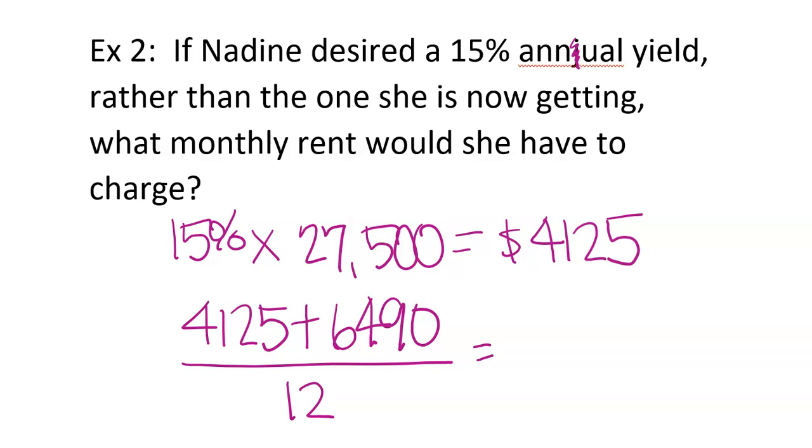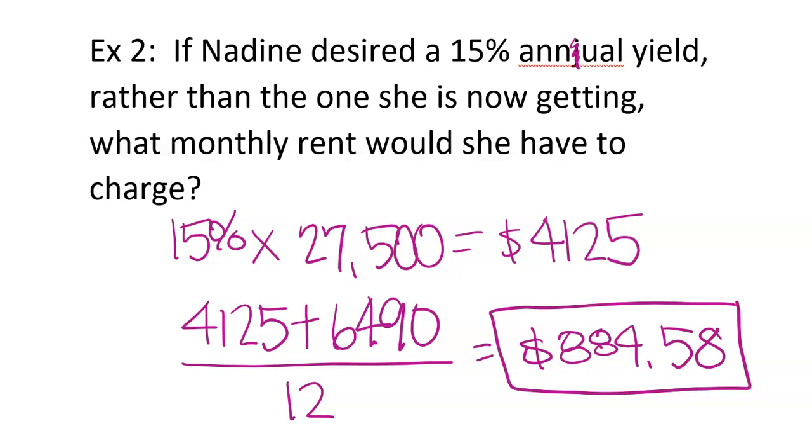If you're going to do this on your calculator, hit your equals first before you divide by 12, and then divide it by 12. You get $884.58. So to make this an exact 15% annual yield, they would have to charge $884.58.